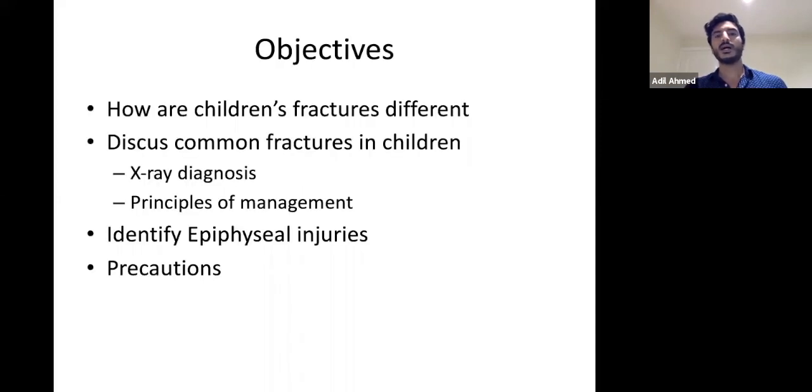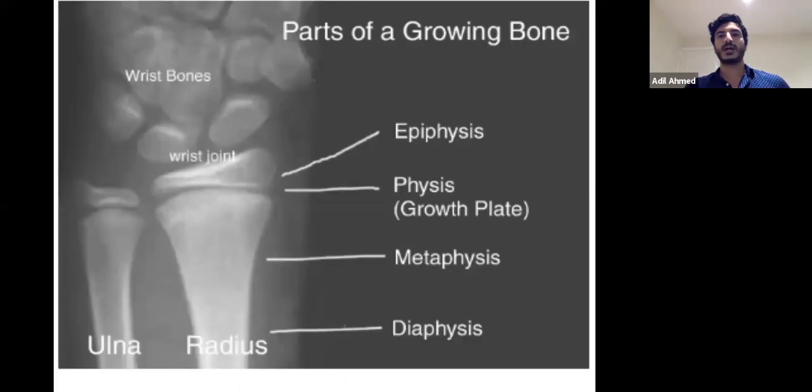So we'll look at some of the objectives, particularly how children's fractures are different, discussing the common fractures in children. We'll go through some of the physeal fractures and what kind of things to look out for, particularly when you're an F1 or F2.